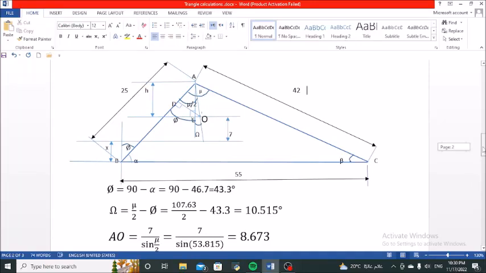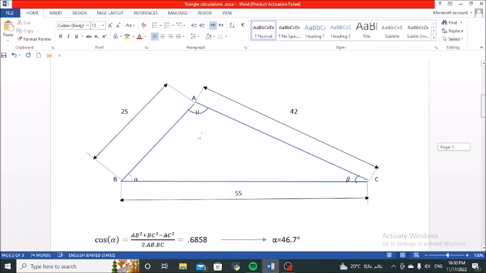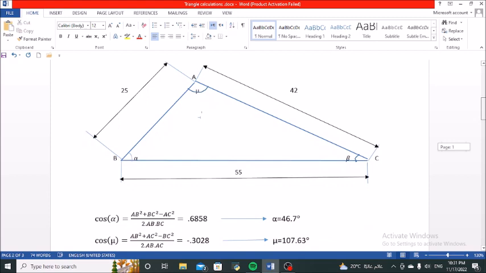Here is the solution of yesterday's triangle. Let's start calculating these two important angles, mu and alpha. From the famous trigonometry relation, cosine alpha equals the two adjacent sides squared minus the opposite side squared, over twice the two adjacent sides multiplied by each other.